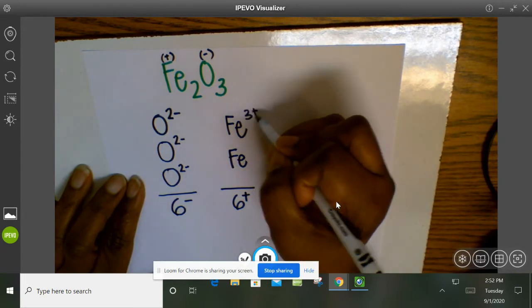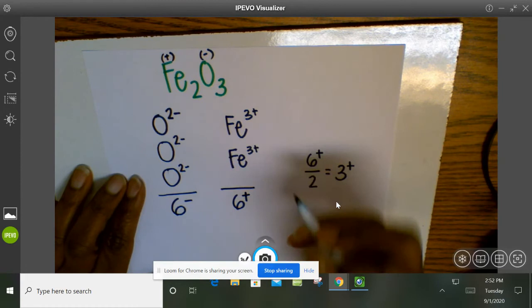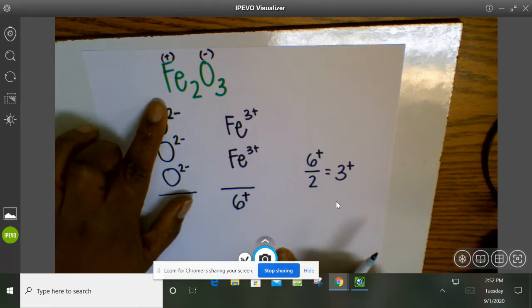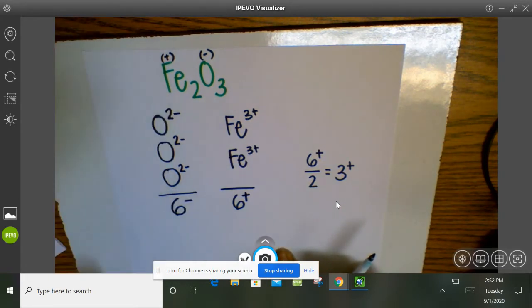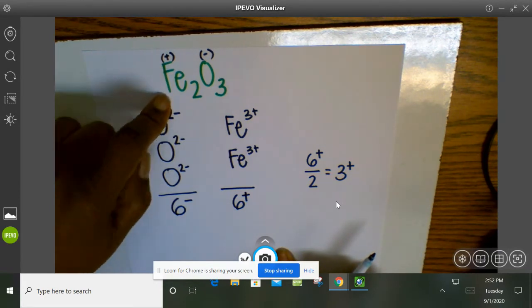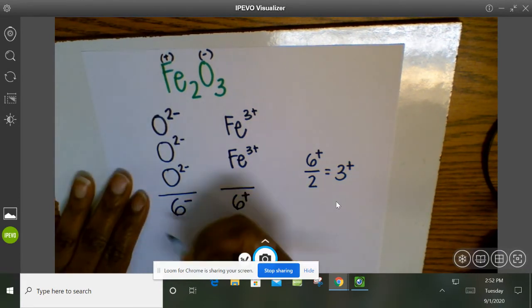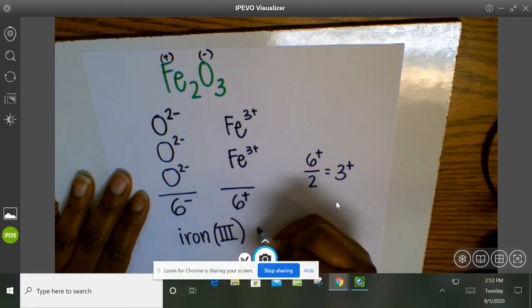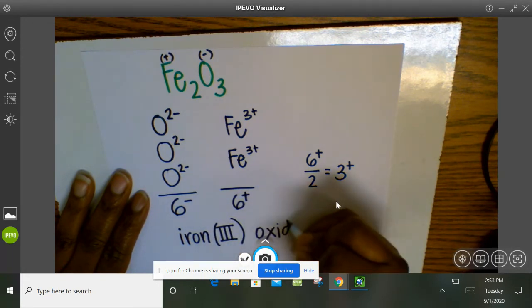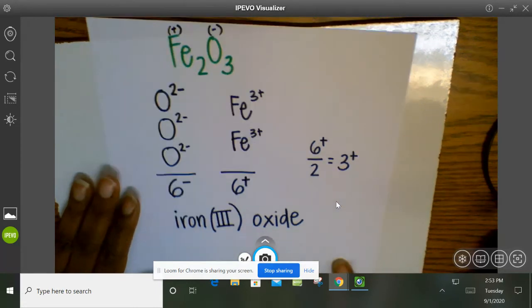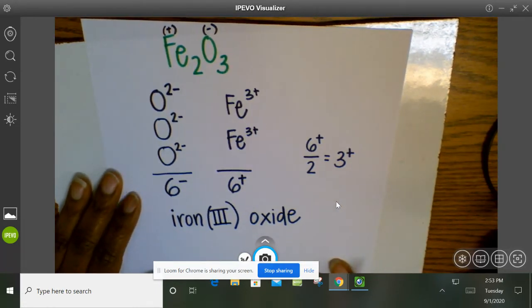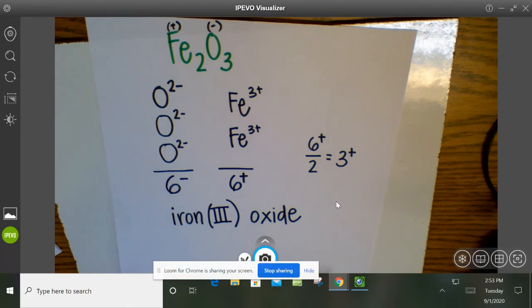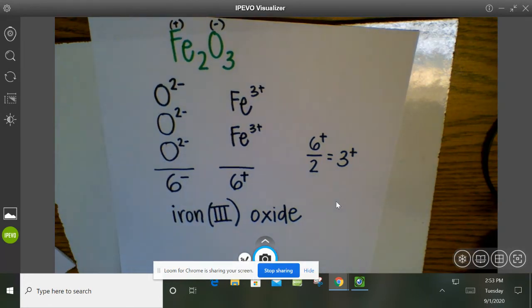3 plus, 3 plus. So now I know that the charge on this iron ion is 3 positive. So when I name it, I use the Roman numeral 3. So I put the name iron 3, and then O is called oxide. So iron 3 oxide is the name of this. All right, let's look at another example.